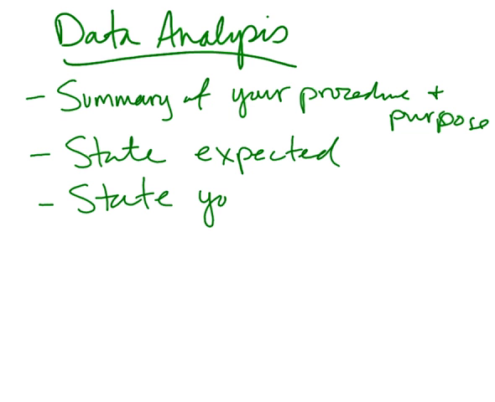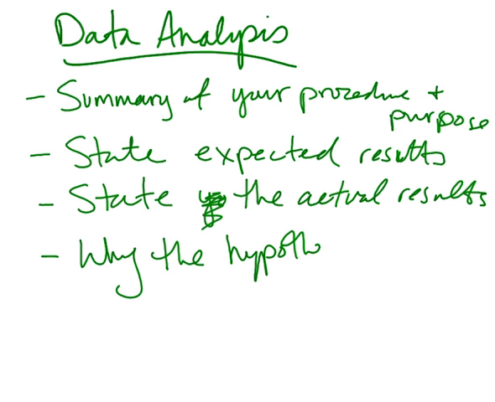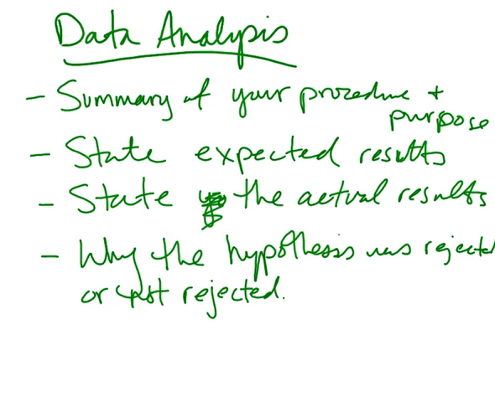After that, you state the actual, sorry, I forgot to say results. The actual results. So state the actual results, meaning what actually did happen. And then lastly, you need to tell me why the hypothesis was rejected or not rejected. Okay? Now, during the lab, you need to definitely cite your data here. You need to have the data to back up these claims that it was rejected or not.